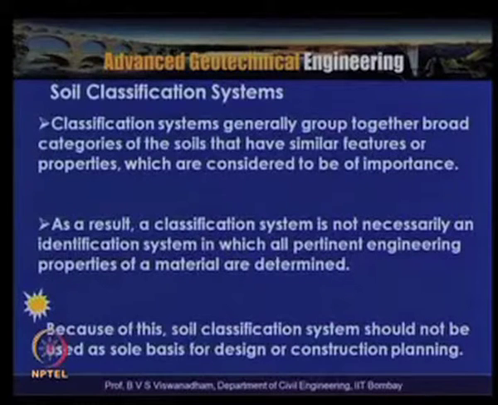Now, coming to the soil classification systems, they generally group together broad categories of the soil that have similar features or properties which are considered to be of importance. For many projects, it is required to identify the soils which have identical properties or broad characteristics. So a classification system is not necessarily an identification system in which all pertinent engineering properties of a material are determined, however, it can work as a guideline for selecting the material and investigating further based on the classification which has been made.